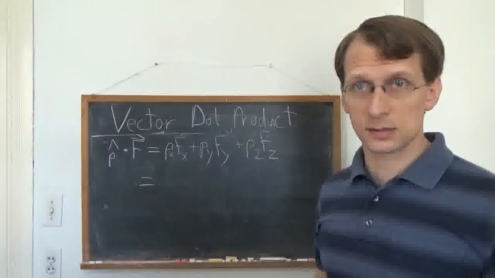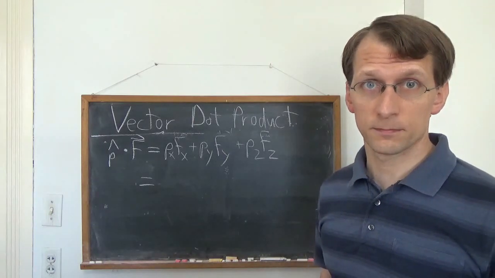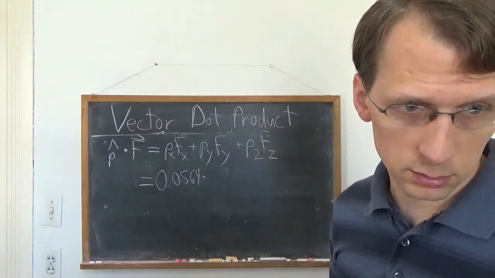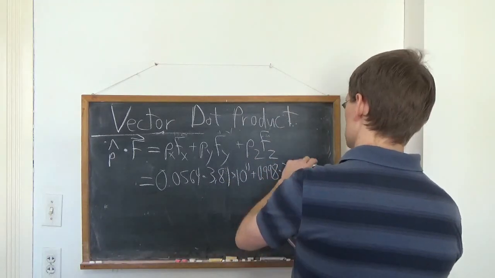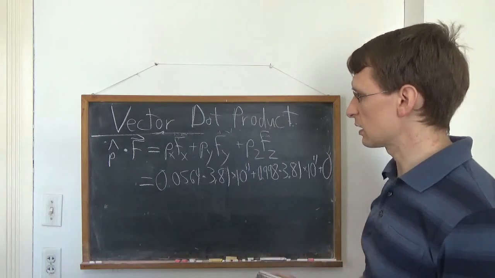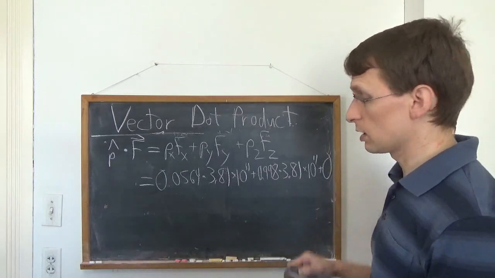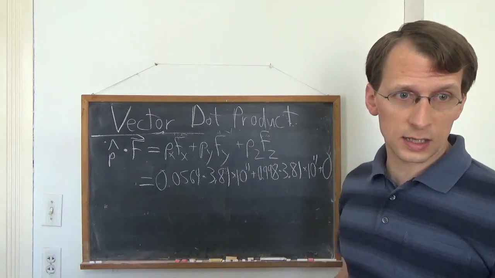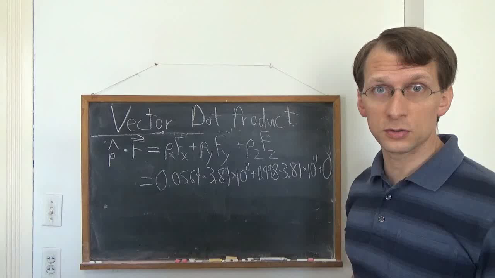So now that we know what p hat is, we can go into our formula for finding the parallel force. So we have the px times fx plus py times fy plus pz times fz. So when we put in the numbers, we get 0.0564 times 3.81 times 10 to the 11th plus 0.998 times 3.81 times 10 to the 11th plus 0, because nothing was in the z direction. Which gives us an answer of 2.15 times 10 to the 10th for our magnitude of the parallel force.